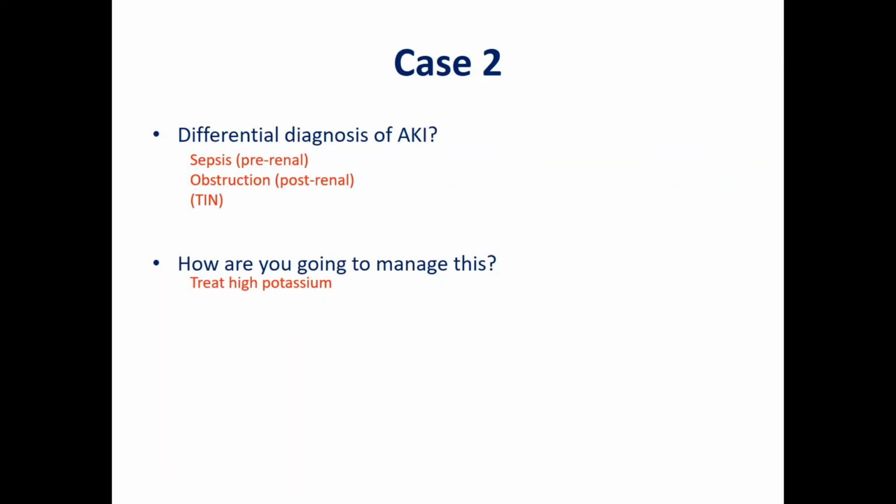It's going to be with calcium gluconate. Again, every trust has a slightly different protocol. I would suggest you read your own AKI guidelines for how to manage that. But as a rule of thumb, you give insulin and dextrose and you give calcium gluconate. The calcium gluconate stabilizes the heart, stops arrhythmias. The insulin dextrose drives the potassium back into cells. And that will work for about 4 hours.